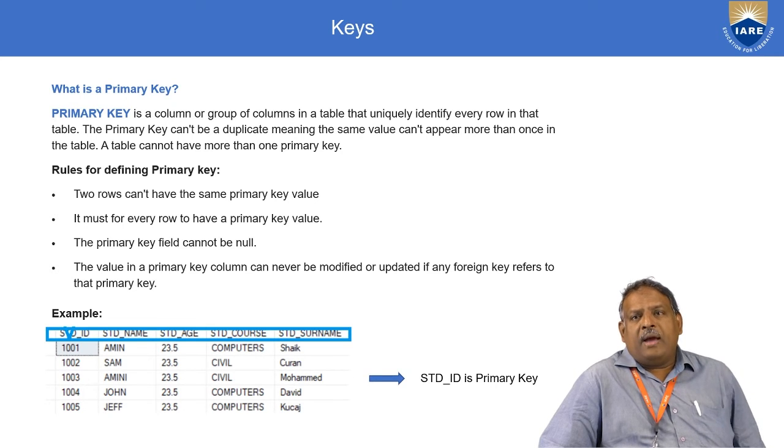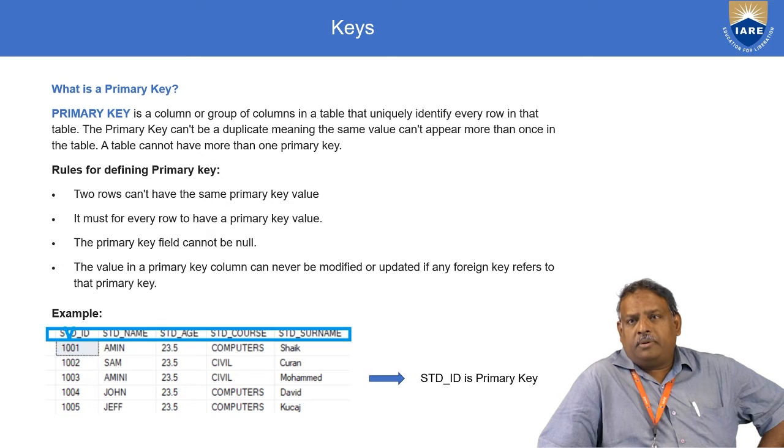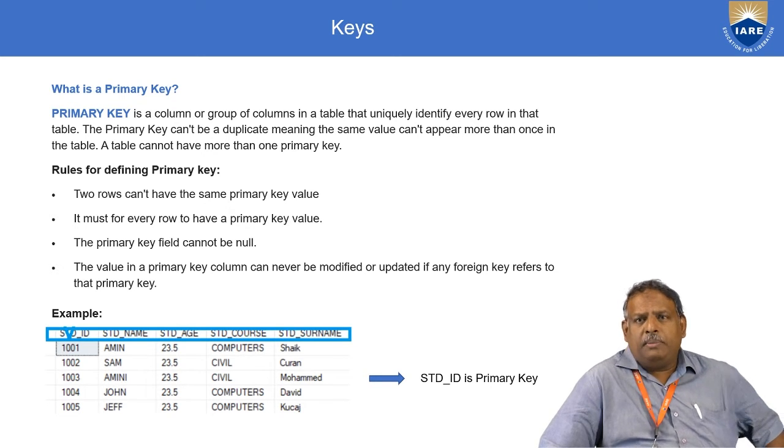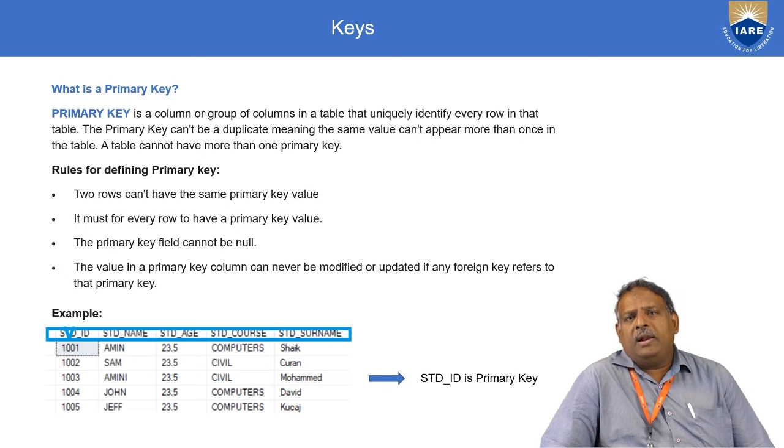A table can have more than one primary key, but one primary key based upon multiple columns. Okay. Now we'll see the rules for defining a primary key. The first condition is that two rows in the table cannot have the same primary key value.